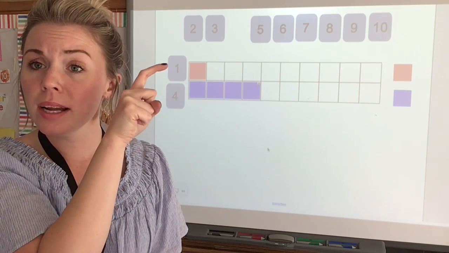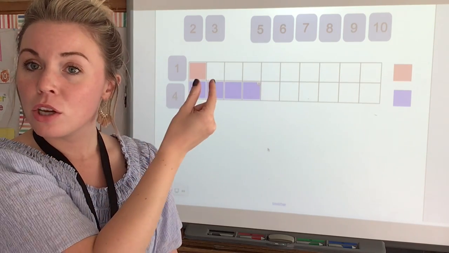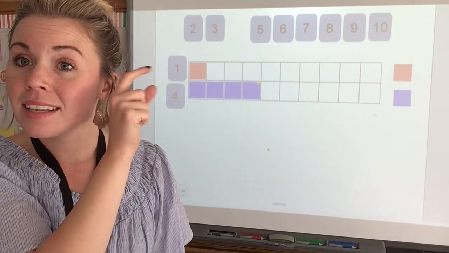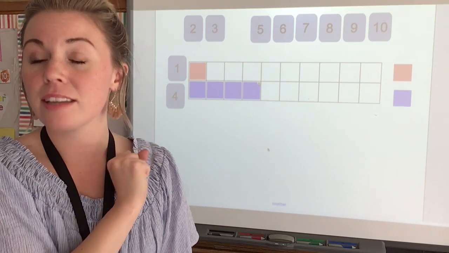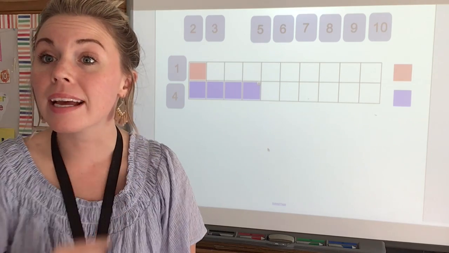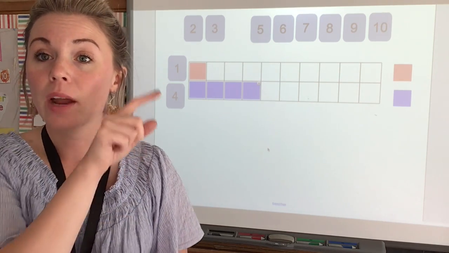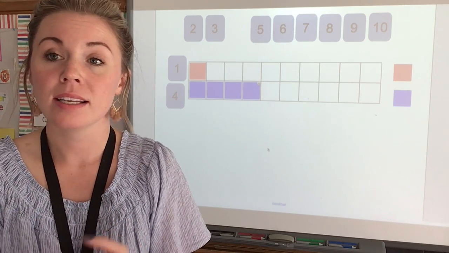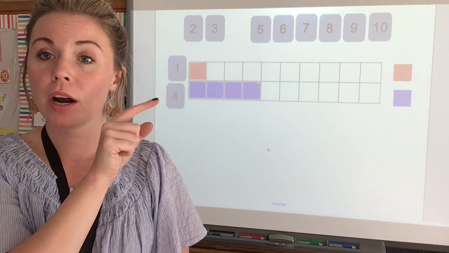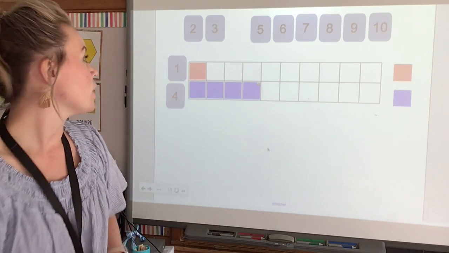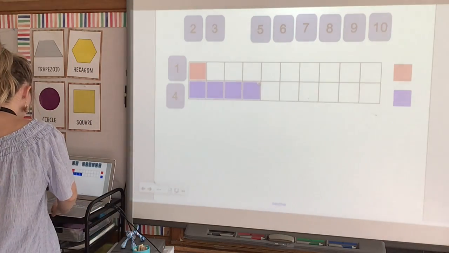Now, number 1 is less because it's shorter. There's less in this line than there is in this line. So 4 is greater than, more than, or bigger than the number 1. And 1 is less than, smaller than the number 4. Very good. Alrighty, we're going to go ahead and move on again.